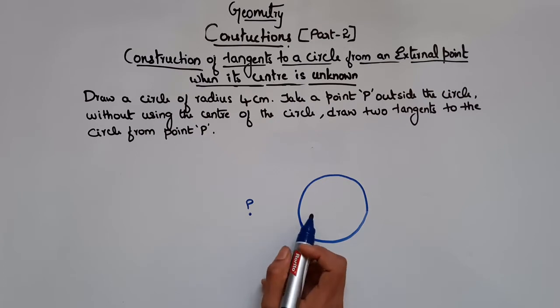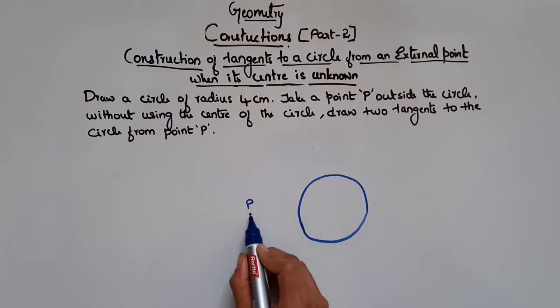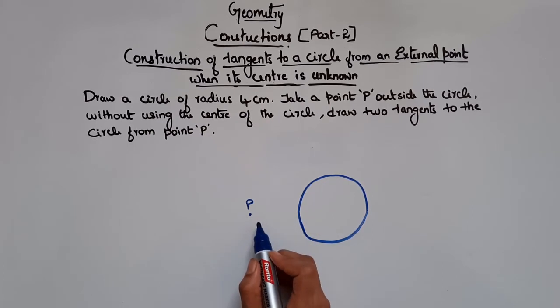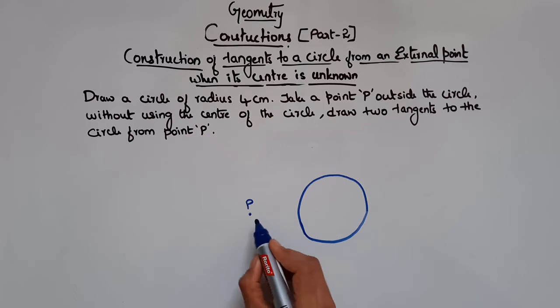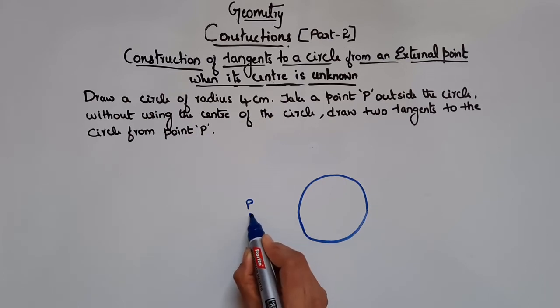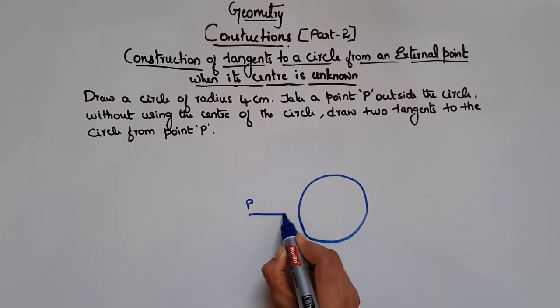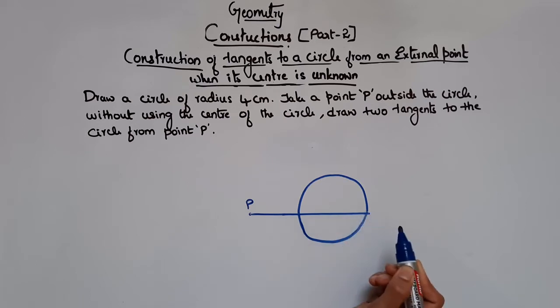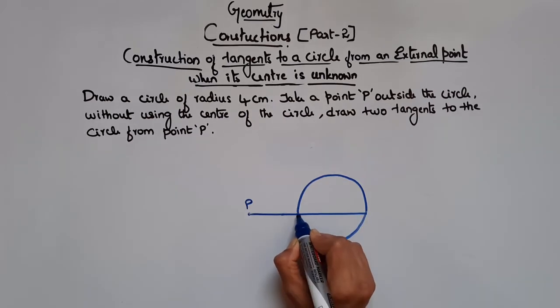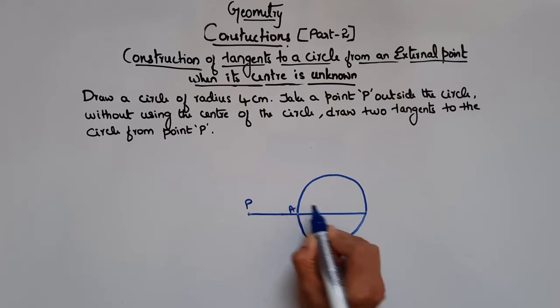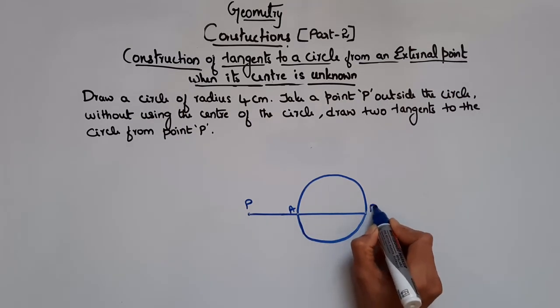First you will draw a secant to this circle through point P. So now what is a secant? A secant is nothing but a line intersecting the circle at two distinct points. So let's draw a secant from point P. So this is a secant which intersects the circle at two distinct points. Let's take this point as A and this point as B.